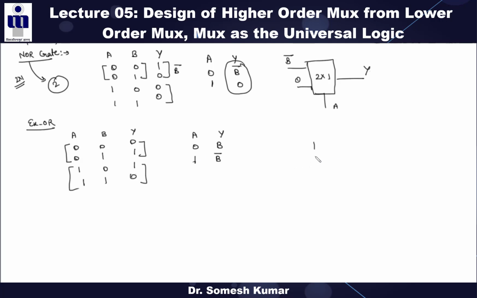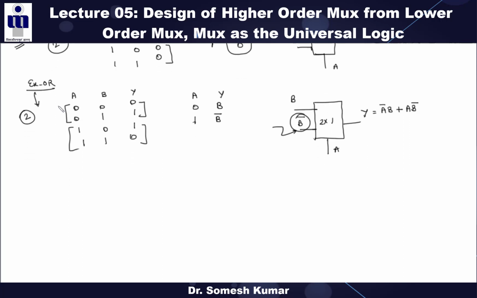So how many 2:1 mux are required for this XOR gate? This is your B and this is your B bar, this is your A and this is Y. If you write the Boolean expression for this, it becomes A bar B plus A B bar. One extra mux is required for this B bar, so 2 2:1 mux are required to implement the XOR gate.